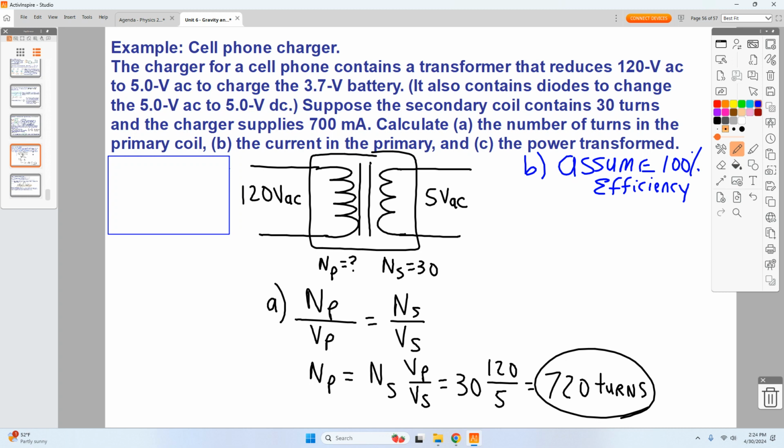So if it's 100% efficient, what that means is the power on the input is equal to the power on the output.